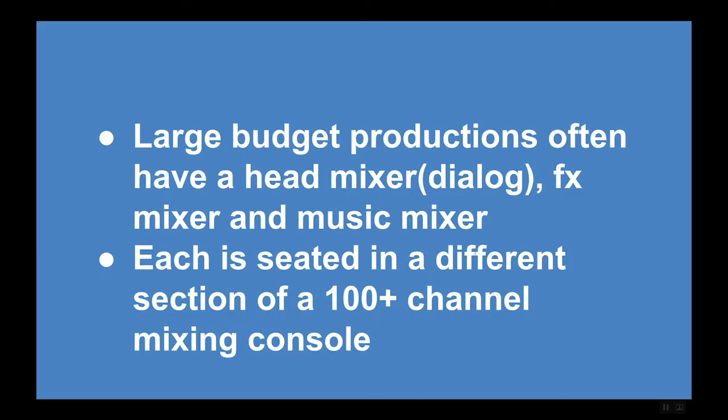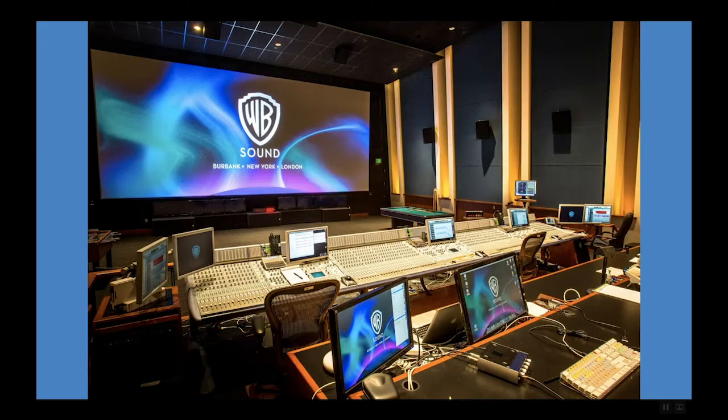Large budget productions usually have a head mixer who mixes the dialogue, an effects mixer, and a music mixer. So you have 3 people seated in front of a very large 100+ channel console where they would do the mix. So here's an example. You can see the console and you'll see 3 chairs. That's where the mixers are going to be sitting. Behind that, you'll see the producer's desk, and this is where the producer, director would sit. Sometimes sound editors will sit there in case changes need to be made during the mix.